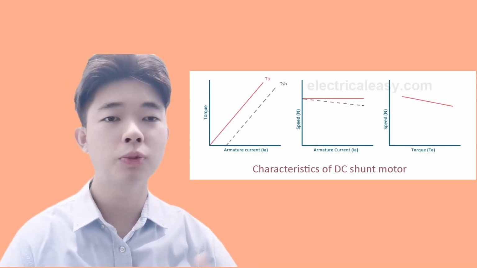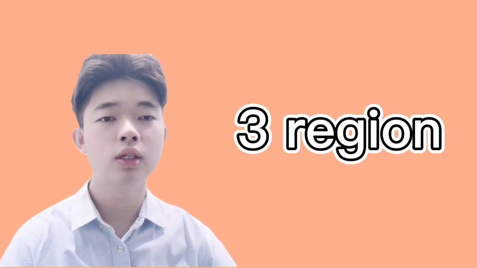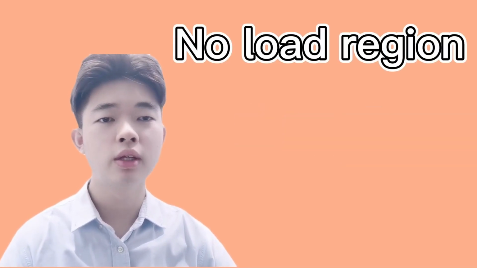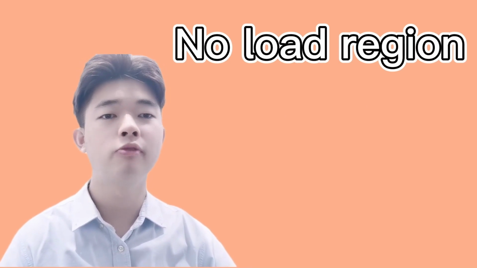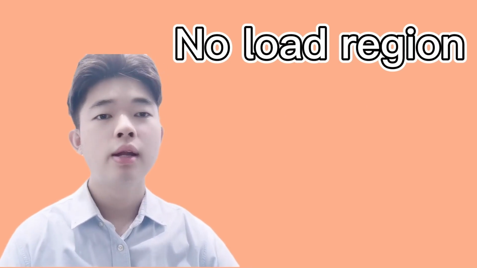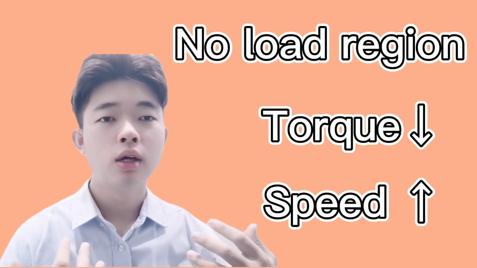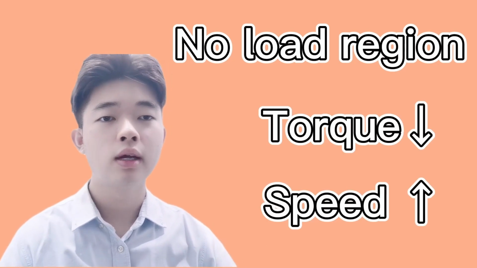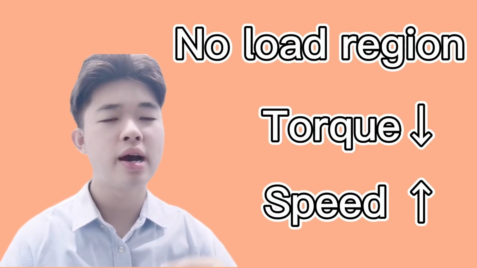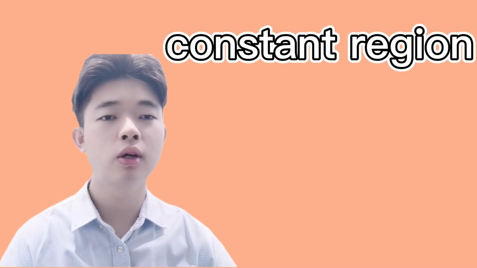Typically, the torque-speed characteristic of a shunt DC motor can be divided into three regions, where the first is the no-load region. At no load, the shunt field winding provides a constant magnetic field that induces a constant voltage in the armature winding. This results in small torque and a high speed. And the second is the constant torque region.